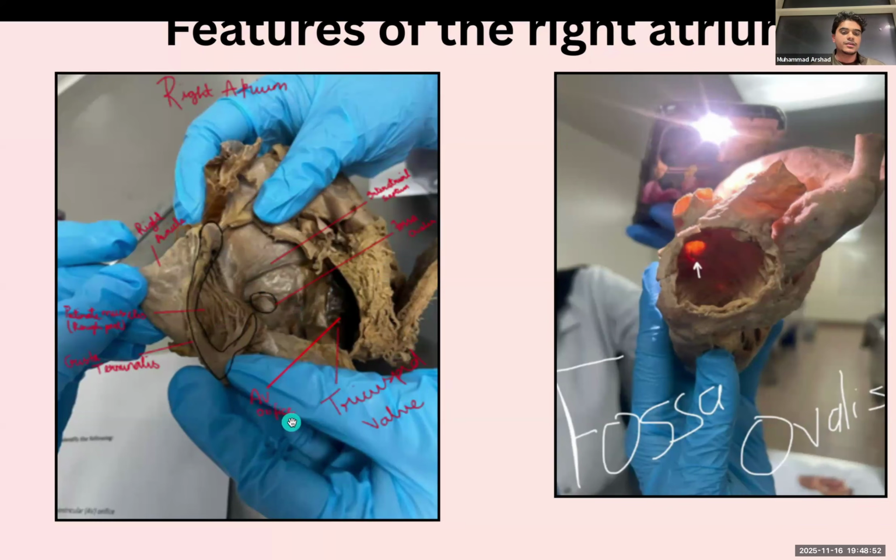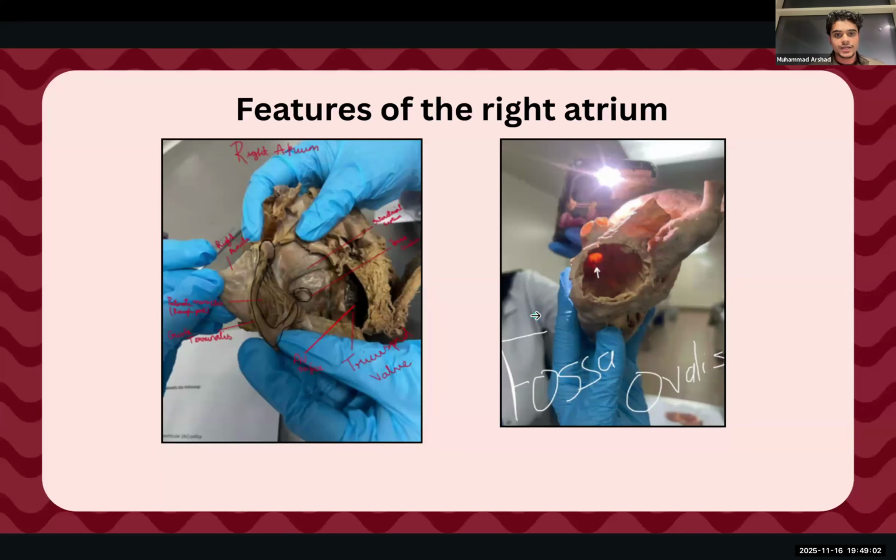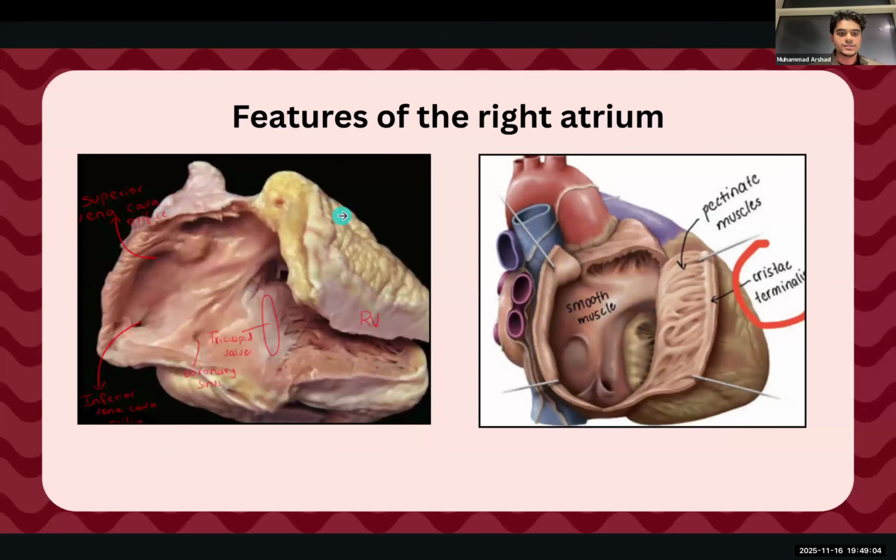And then you have something called the atrioventricular orifice. It's basically just where blood is going to flow from the atrium into the ventricles. And between them, you have the tricuspid valve. So that covers pretty much everything for the right atrium that you need to know. This is just some other stuff.